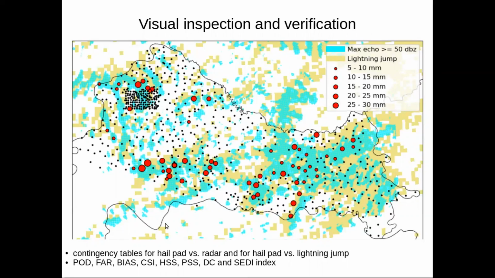Using this data, we computed contingency tables between hailpads and radar, and between hailpads and the lightning jump, and used some standard values like probability of detection, false alarm ratio, bias, critical success index, Heidke skill score, PSS, DC, and SEDI index.